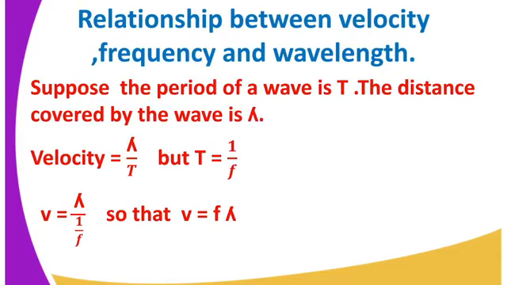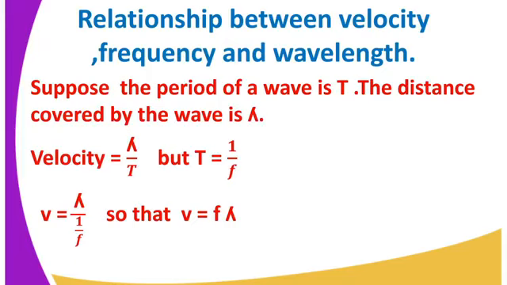So how does this relationship come? We are told that suppose the period of a wave is T, and the distance covered by a wave is lambda. Lambda is the wavelength, and we defined it as the distance covered by a particle in one complete oscillation. The period taken by this particle is T. Therefore, how do you calculate the velocity? Velocity is the speed of a wave.